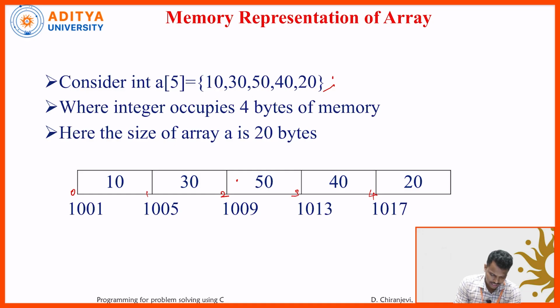address, that is the index 0 address, is 1001. As this is an array of integer type, if the first element address is 1001, the next element will be 1001 plus 4, because every integer value occupies 4 bytes. So 1001 plus 4 is 1005, that is why the index 1 value is stored from 1005, and the next value occupies 4 more bytes, so that is why 1009. Similarly 1013 and 1017. Every element is occupying 4 bytes of memory, so this array a of 5 is occupying 20 bytes of memory. This is the memory representation of an array.